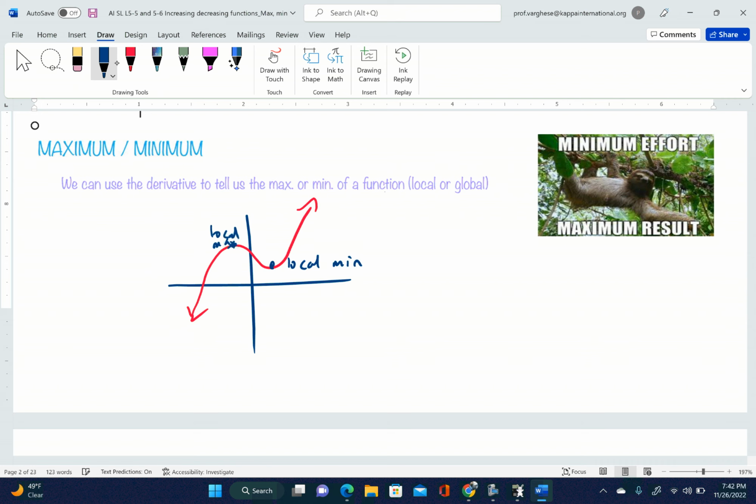Right, if I went to my graph and did something like that, this here could be more of a global max. Global means for the whole graph, okay? There's no point that is higher than that. So this is a global max.